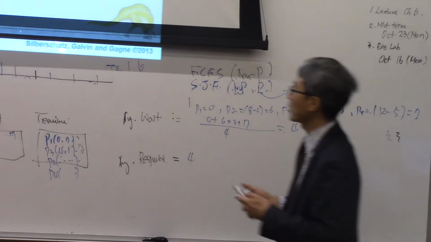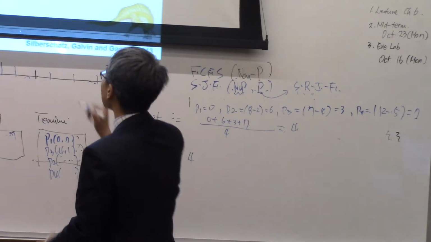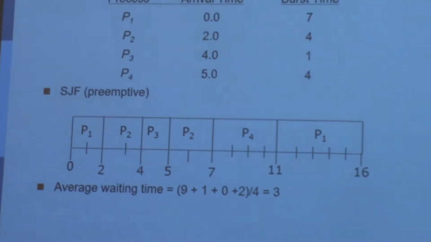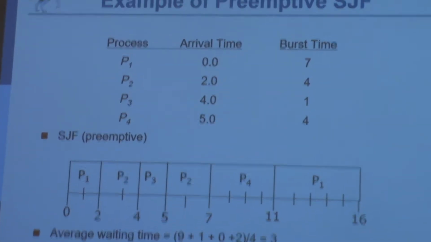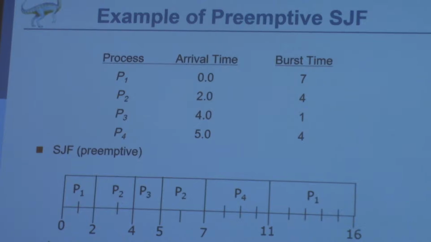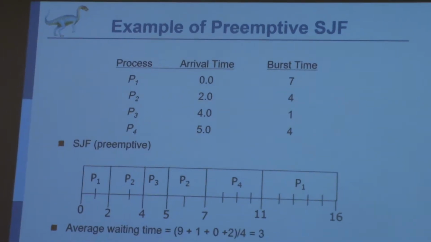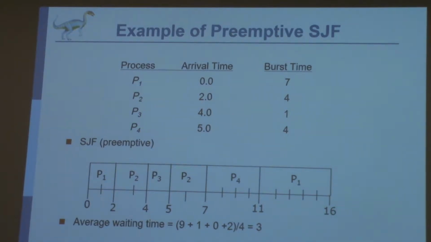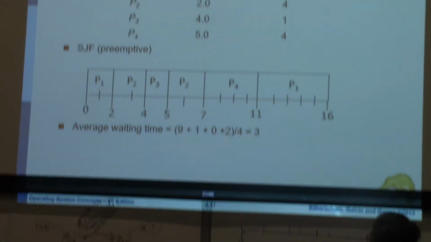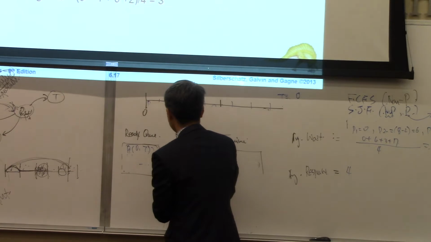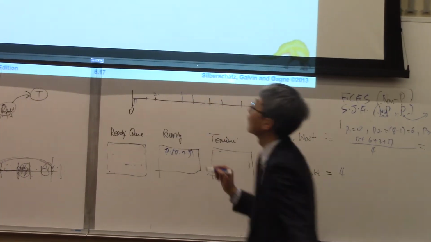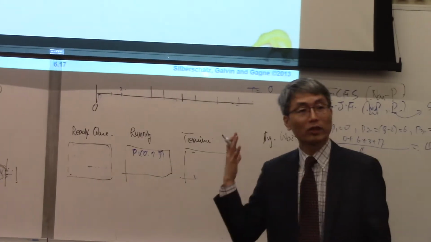Preemptive shortest job first, so shortest remaining job first. We are going to use the same process state, then we will check the shortest remaining job. P1 arrives at 0 with 7, so it will be selected right away at time 0. Then it will be running until when?